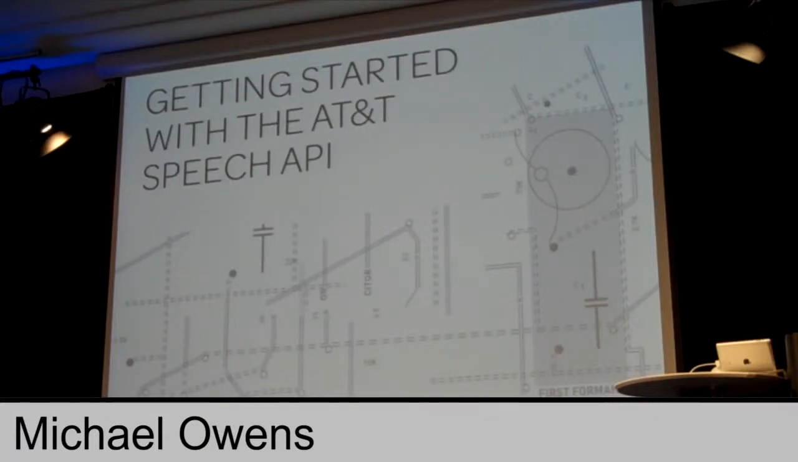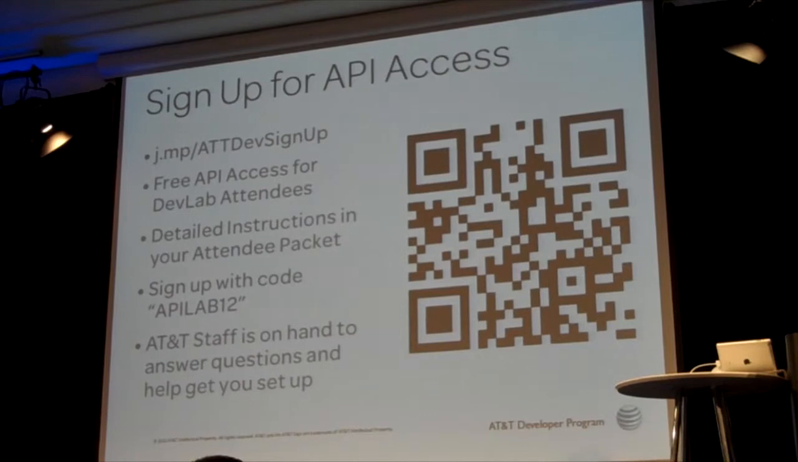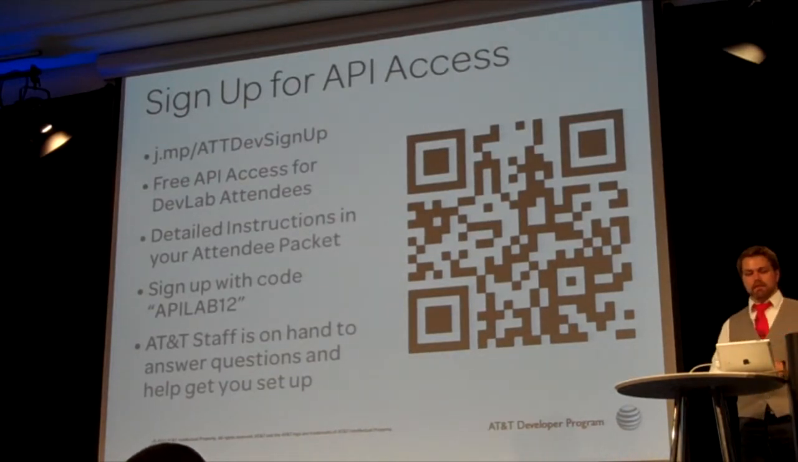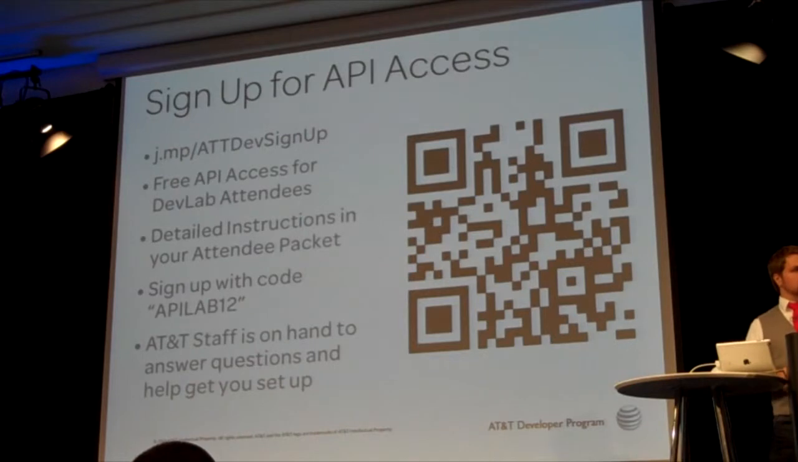Thank you, Jay. So the first thing that we're going to look at is how you actually get onto the API. If you haven't already set up your API access and gotten your application set up, you're going to want to go to the AT&T developer portal. You can use that URL, or you can scan the massive QR code. This will also be available online later if you need to get access to it, or any of these friendly AT&T developer staff members can help you out.